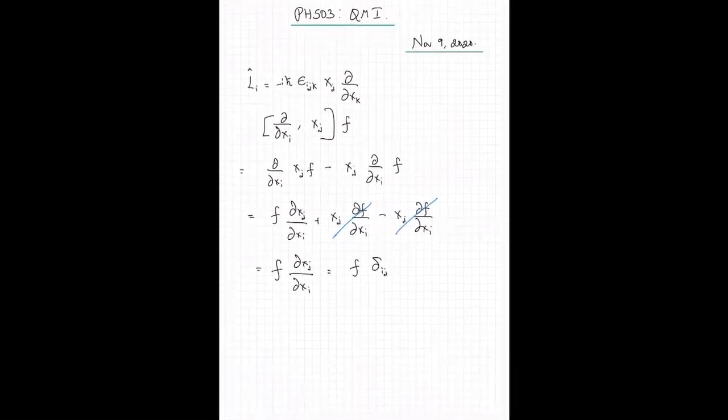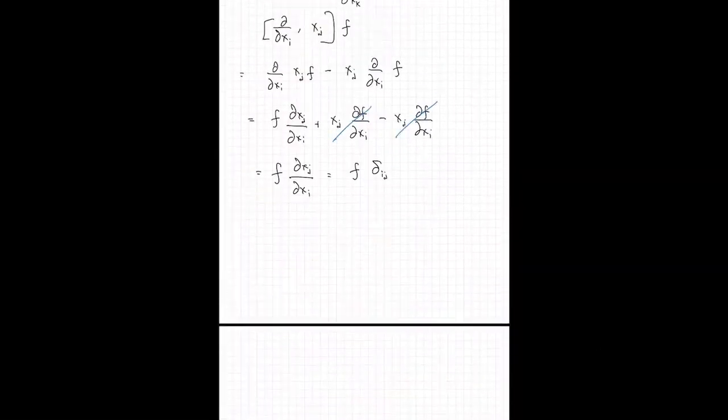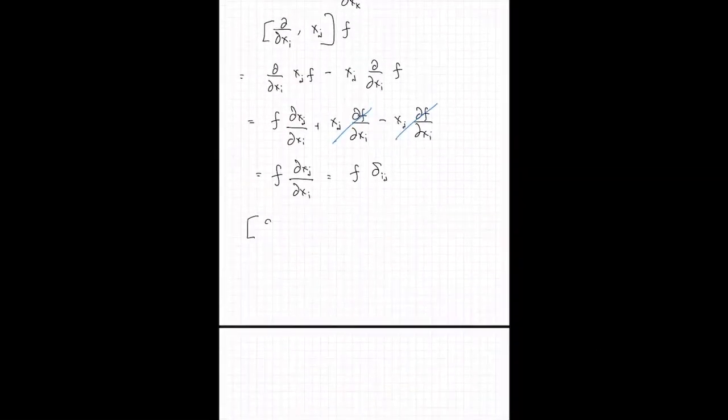So you can now take off the arbitrary test function f on both sides of this equation and write this commutator as an operator equation. The commutator of d/dxi with xj is equal to delta ij. This is simply the statement that the differential operator and the position operator commute if we are talking about different directions, or they don't commute if we are talking about the operators in the same direction.